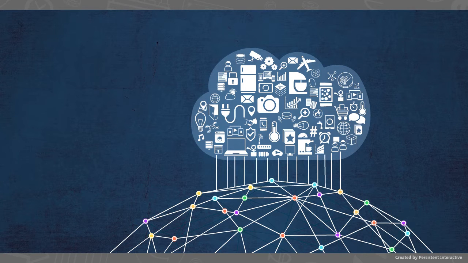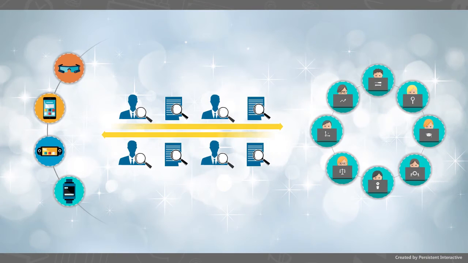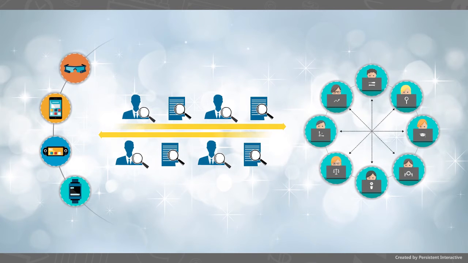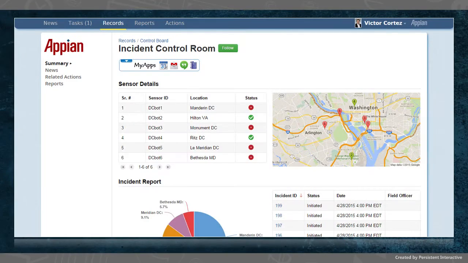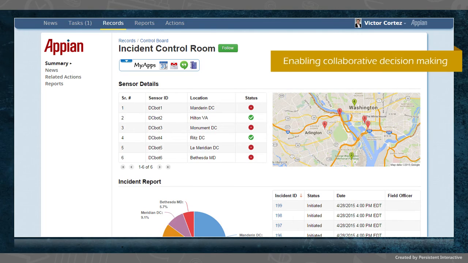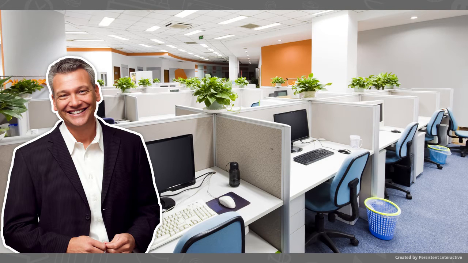Leveraging Internet of Things technologies, Persistent Systems is constantly working on innovative solutions that collect critical data from various smart devices to facilitate responsive and trackable collaboration. Let us look at one such example wherein this technology is being applied. ThinkWorx is an Appian-based IoT solution applied for incident response by collecting data from various sensors, processing it, integrating it with drones, and enabling collaborative decision-making. Let's see how Victor, an administrator at WS Alert Services, uses ThinkWorx to monitor fire incidents and initiate the resolution process.